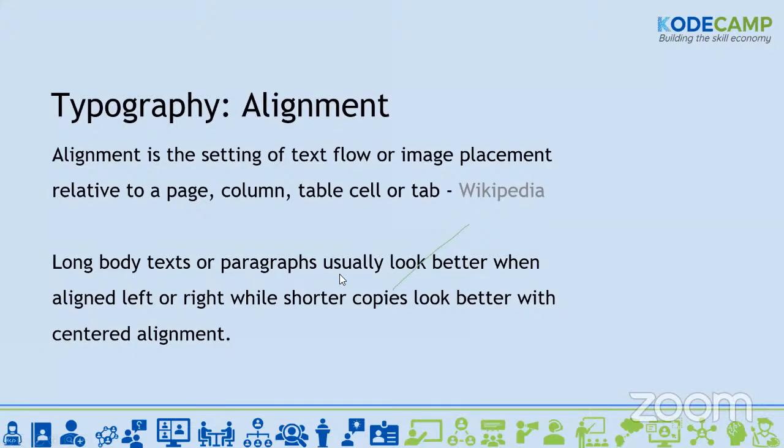Long body text or paragraphs usually look better when aligned to the left or right. This is what you should take note of. While the shorter copies, these are shorter body text, they look better with center alignment. So you should take note of this the next time you're designing something. So when you're working with long body text or paragraphs, it's better if you align it to the left or right. It looks better. And then the shorter ones, it looks better when you give it center alignment.